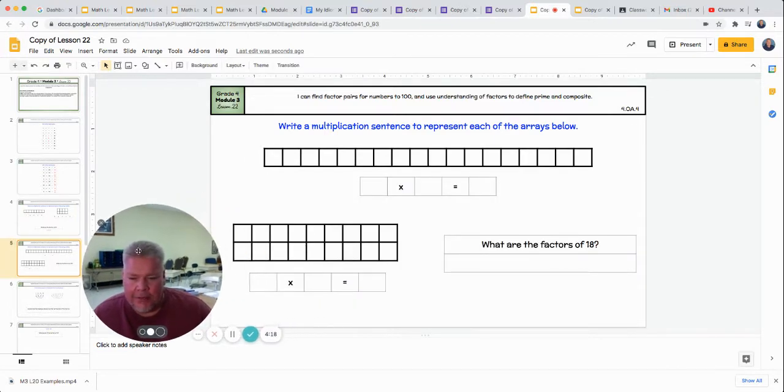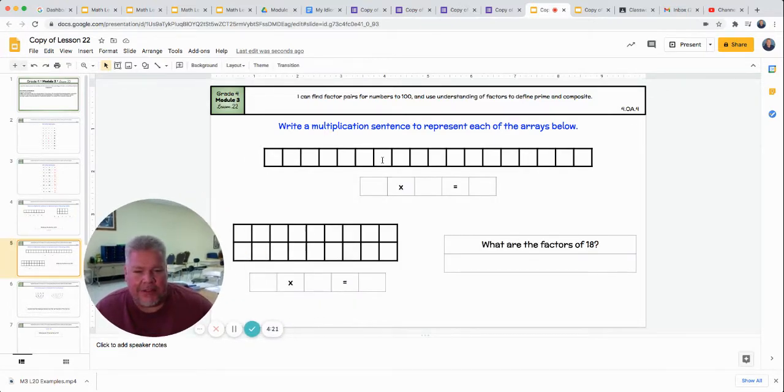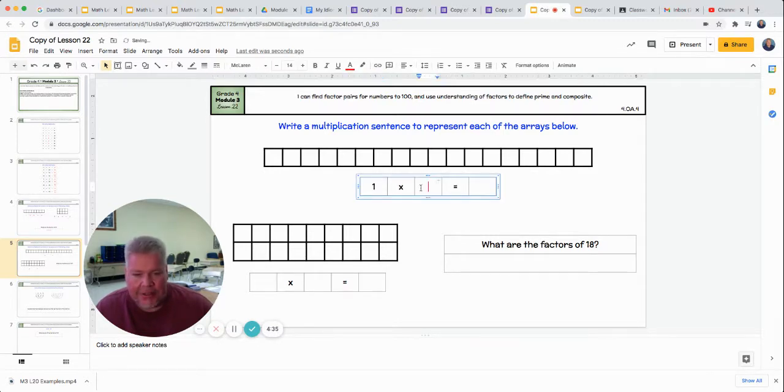All right, so here we go. We've got another 2 sets of arrays. We count 18 boxes. So it's 1 box wide by 18 boxes long. So 1 times 18 is 18. When set up differently, we've got 2 boxes wide and 9 boxes long. So 2 times 9 is 18.